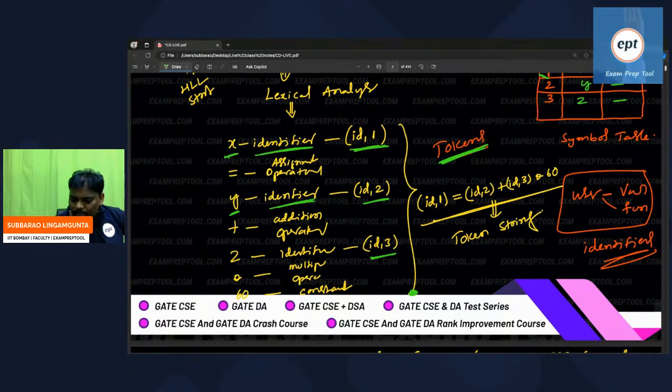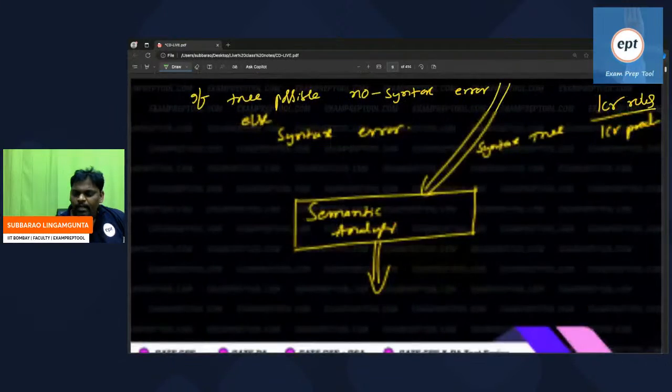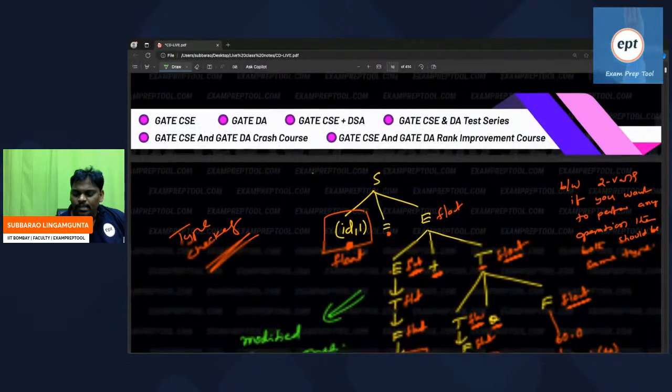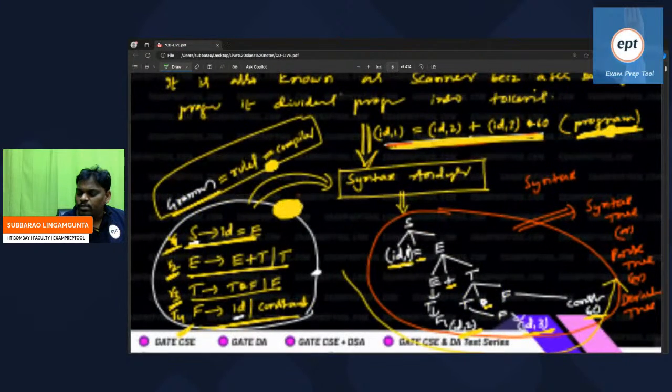Now see what happened. Everyone observe. The semantic analyzer is going on. Interesting answer. ID1, E needs a type. Everyone listen. For the type purpose, you will go to the symbol table's first row.